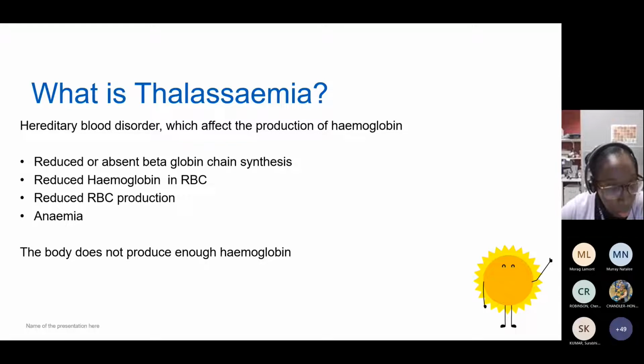produce enough hemoglobin. And quite often, when I've had students and we talk about the difference between thalassemia and sickle cell, I would say that sickle cell is to do with the quality of the red blood cells, whereas thalassemia is to do with the quantity. So that's to answer it in one quick sentence: it's to do with the quantity.